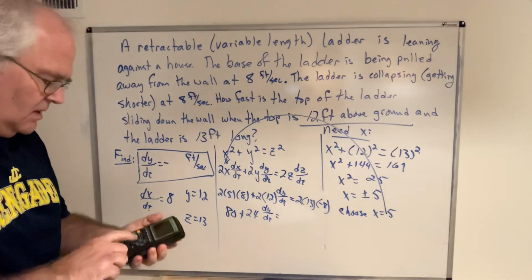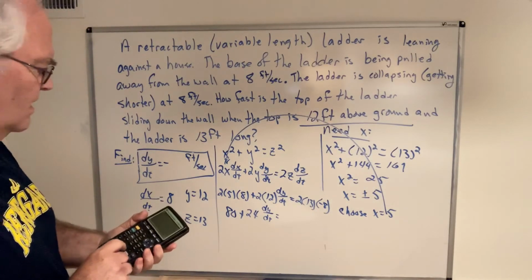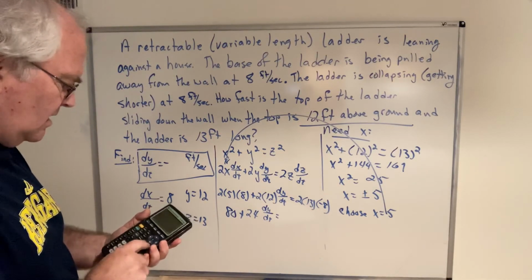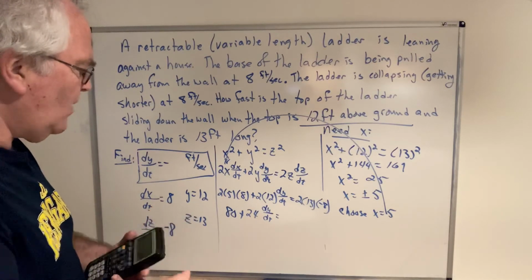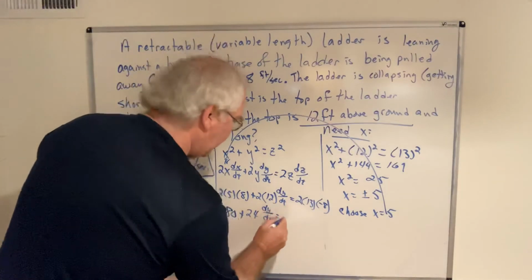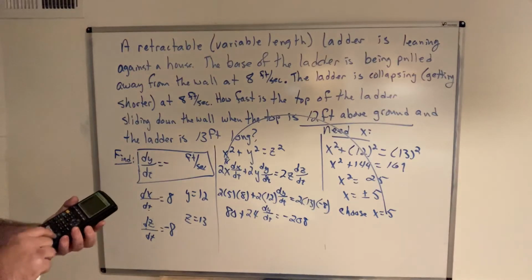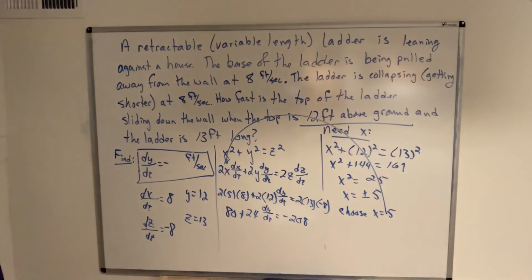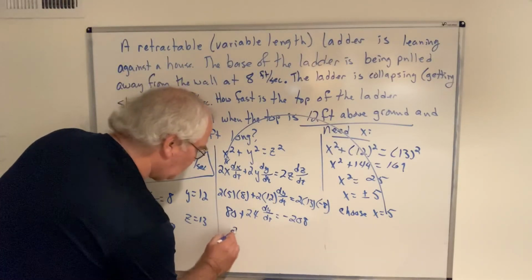times negative, I have to get a calculator for that one, I think. I want to say it's 260, but don't make me swear to that. 2 times 13 times 8, and that's negative 208. I said that wrong, so that's negative 208. Let me double check that just to be sure. I have 2 times 13 times 8, I have 208. All right, and then solve for dy dt, and so I got 24.